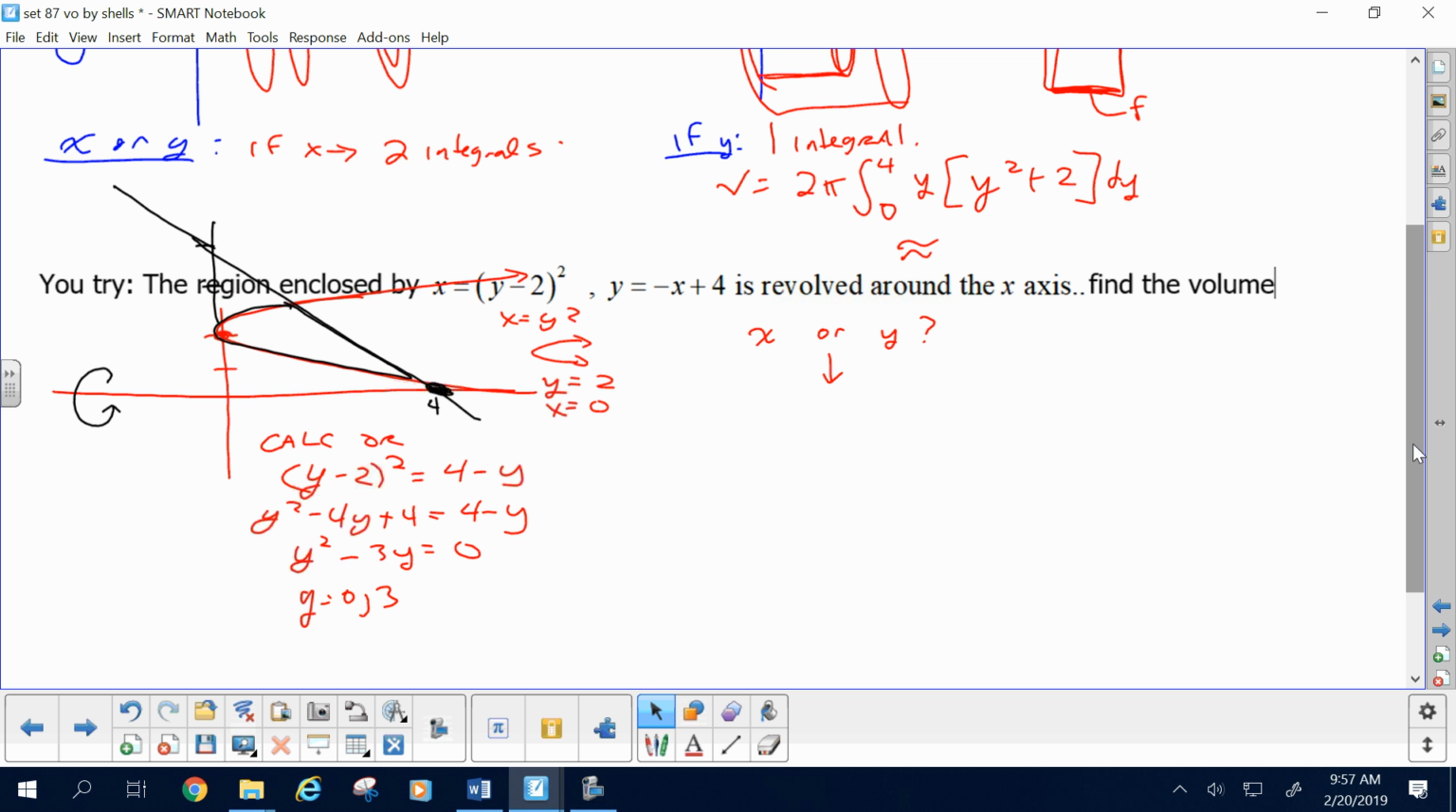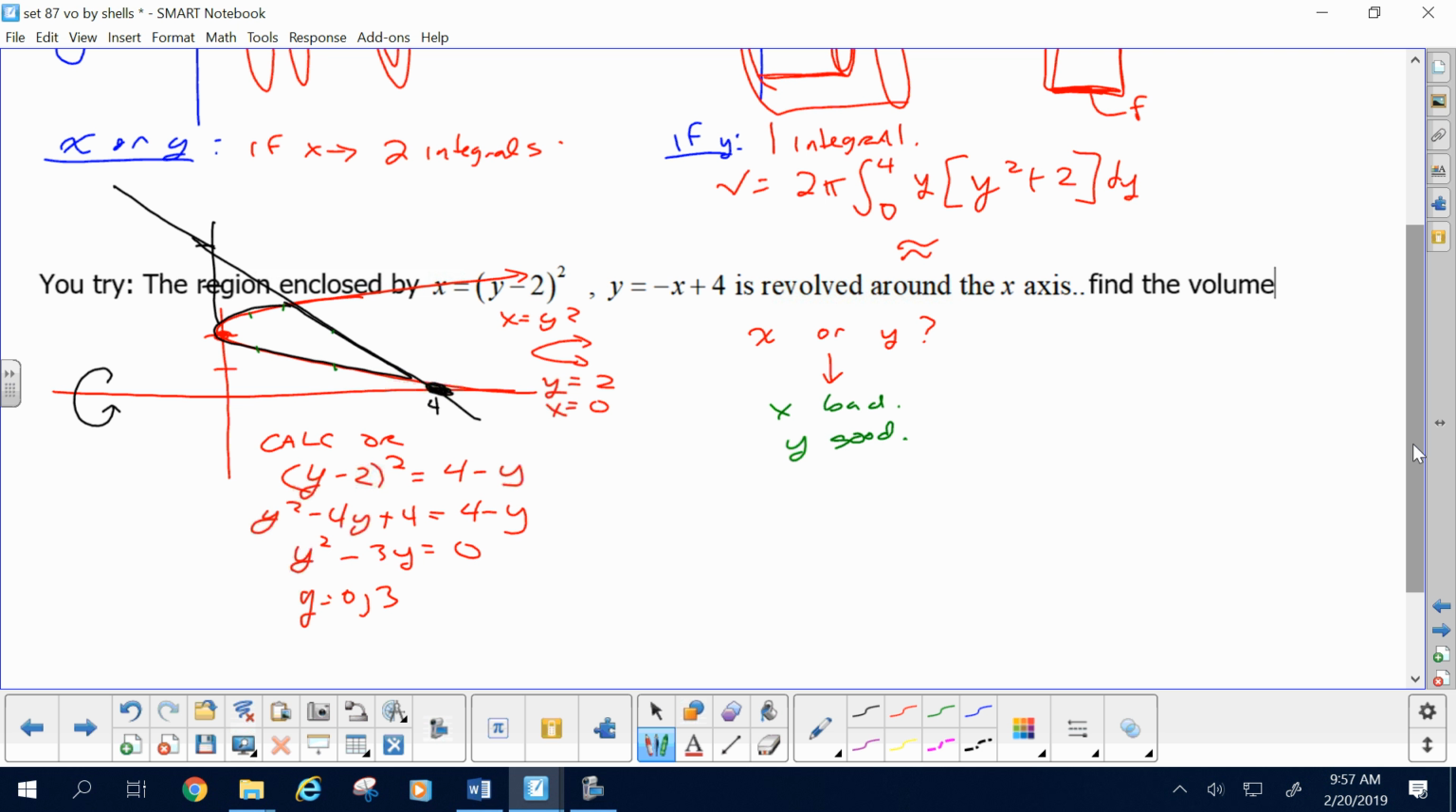So, make sure you're on the right track. X or Y? Y. If you do X slices, it's going to suck because in that region you have parabola minus itself. That's not good. And then this is line minus parabola. That, at the minimum, is two integrals, and the parabola minus itself, I don't even want to go there. So X stinks. X is bad. Y is good.